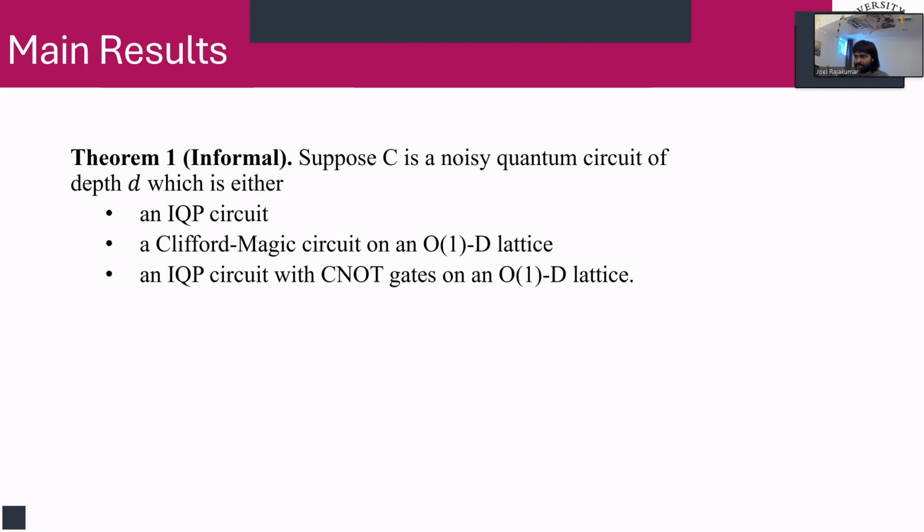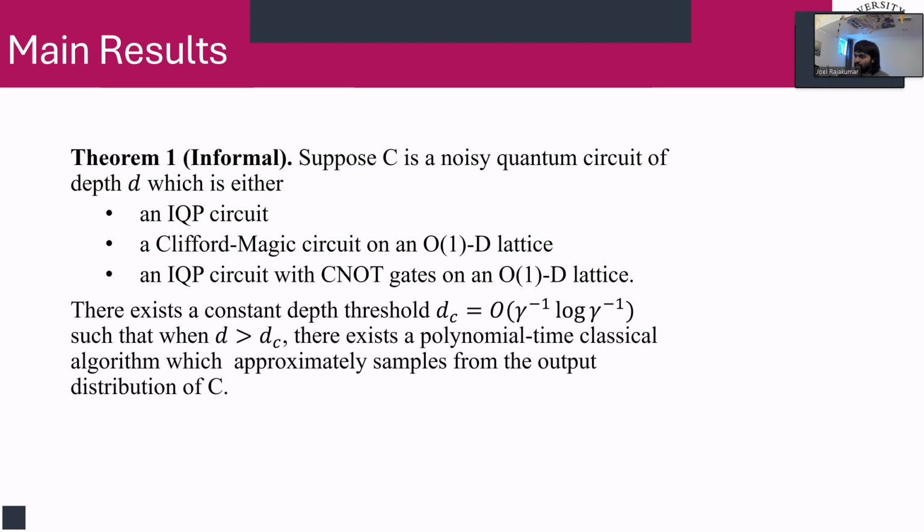So I'm going to state our result with this theorem, and I'll try to condense it into a simpler statement a little later. Suppose C is a noisy quantum circuit of depth D, which is either an IQP circuit, a Clifford magic circuit on an O(1)-D lattice, or an IQP circuit with Clifford gates on an O(1)-D lattice. So this can be 2D, 3D, 4D, as long as it's O(1). There exists a constant depth threshold, D_c, such that when D is greater than D_c, there is a polynomial-time classical algorithm which approximately samples from the output distribution of C. So this is basically our main result.